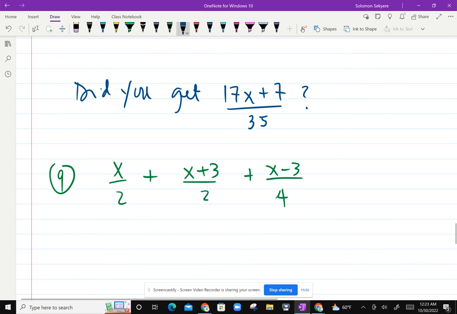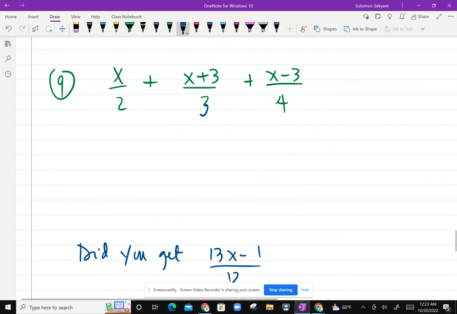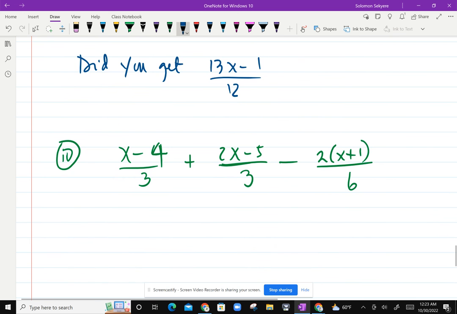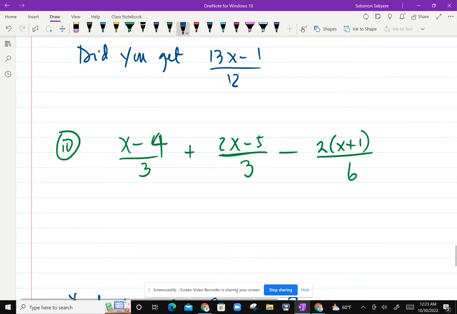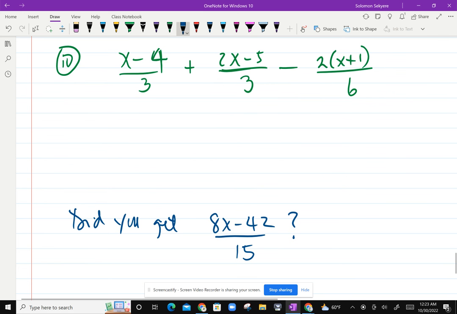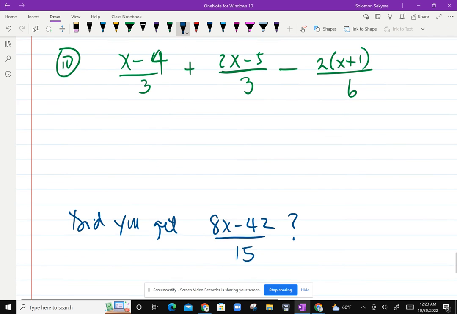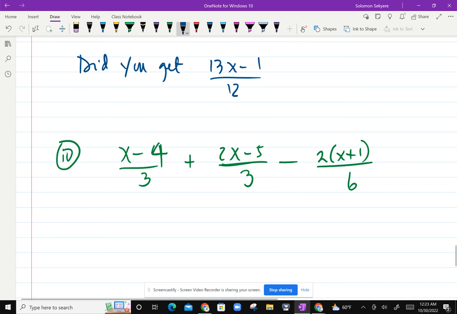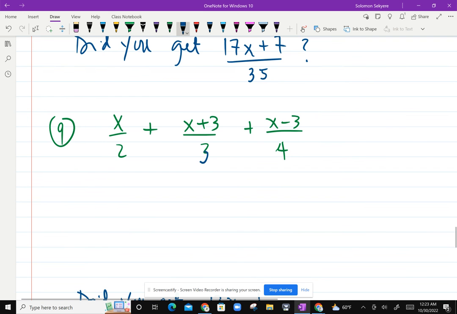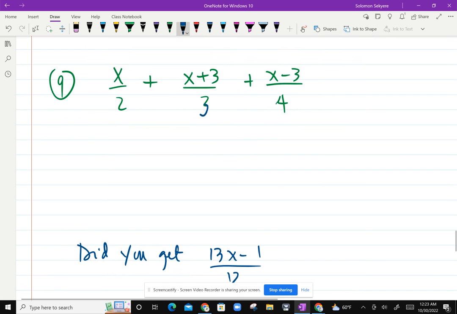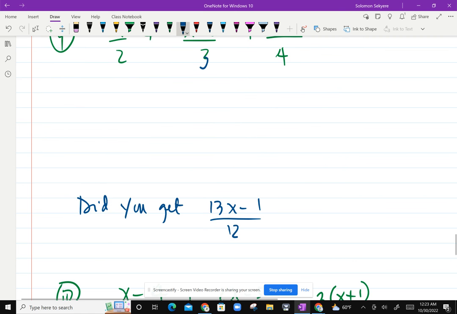This is 3. What about that one? Is it over 15? I have to check this answer again. Okay, I'll send you the answer for the last question, but so far, these are the answers you get.